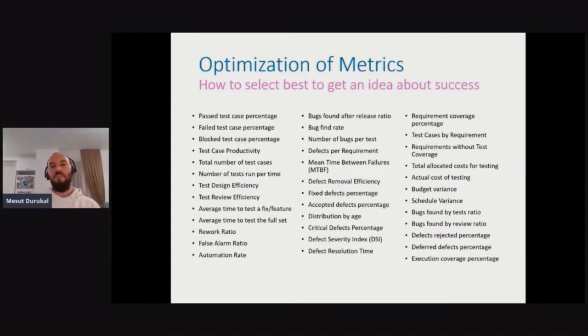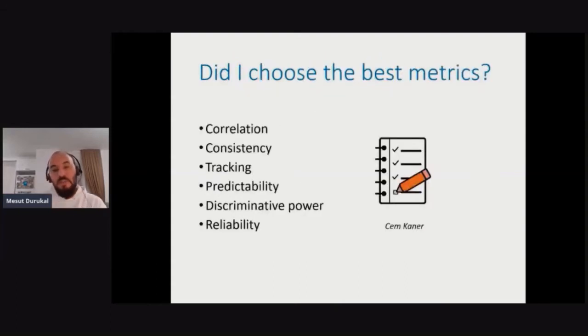At this point, the first key point is to be selective and decide on the best metrics that can serve our, or my, purpose in the best way. But how can I be sure that I decided on the best set? I can use some criteria to be sure about the correct metrics. For example, I can check their correlation.